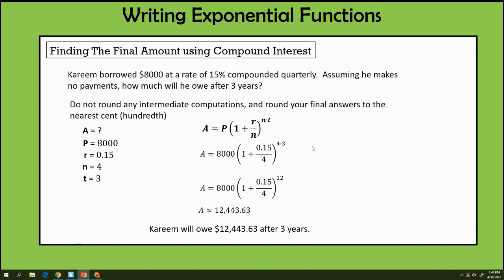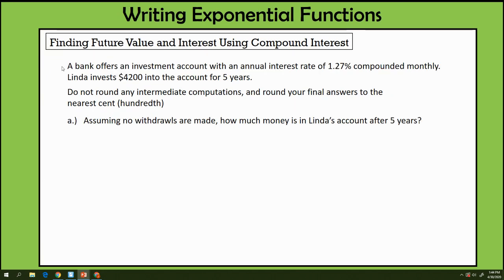Okay, so that's a pretty simple, straightforward application. Let's look at a different version here. A bank offers an investment account and they give you an annual interest rate of 1.27% compounded monthly. She's going to invest $4,200 in the account for 5 years. Same deal. Don't do intermediate computations.